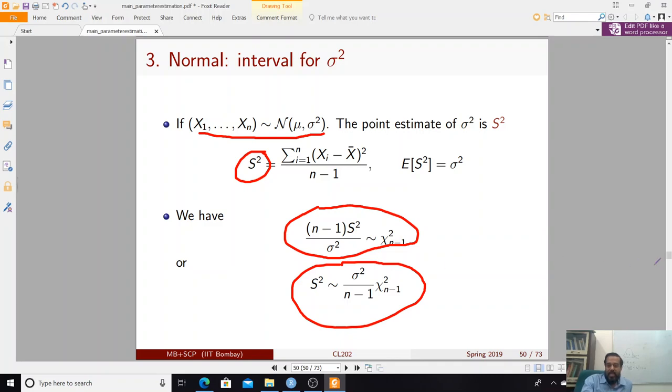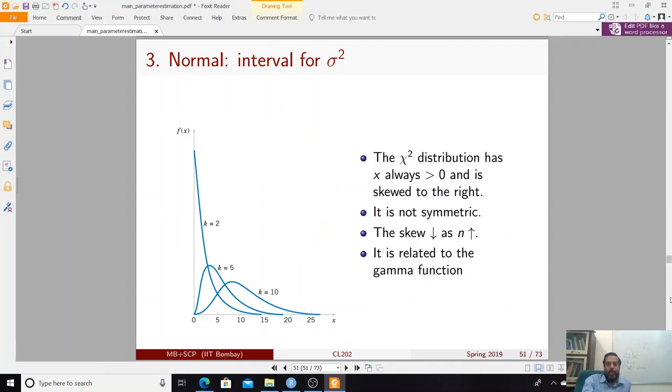In this case, the chi-square distribution, we have plotted the chi-square distribution in R, and we had seen that as you have higher degrees of freedom, which for me really means a higher number of observations, it becomes less and less skewed. So this is a highly skewed distribution over here, and as your number of degrees of freedom increases, it becomes less and less skewed. We had also seen that this was related to the gamma function. In fact, we had written down the entire density for chi-square.